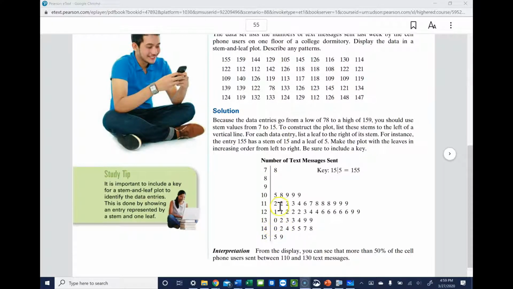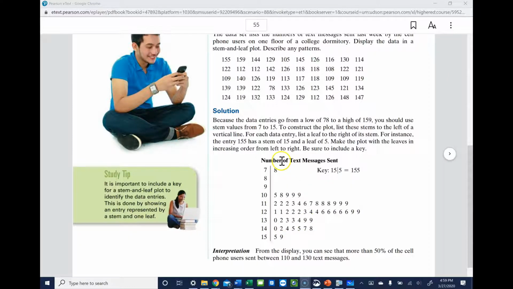Notice that all of these are written in order, so the 4 didn't come first because there was a 140 and a 142. There's a 0 and a 2 before that 4, and there are two 145s, so there's a 5 and another 5 after the 4, as well as a 7 and an 8, and so on and so forth. So here is your stem and leaf.